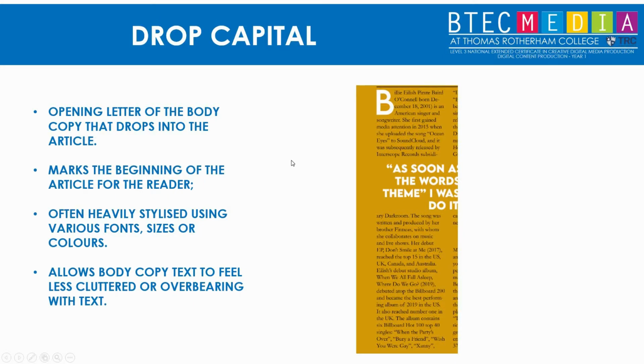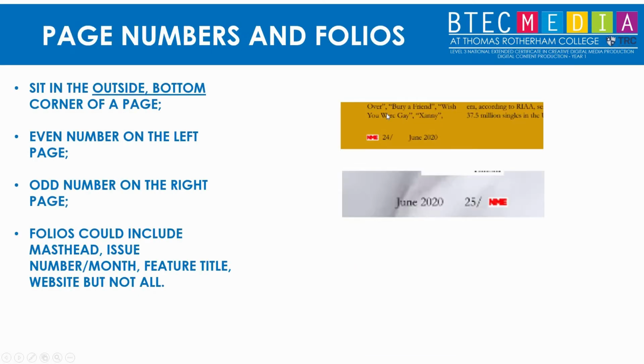Okay, it opens the body copy and drops into the article. You normally find that most drop capitals will take up between 3 or 4 lines of text, give or take. They don't usually get any bigger or smaller than that.